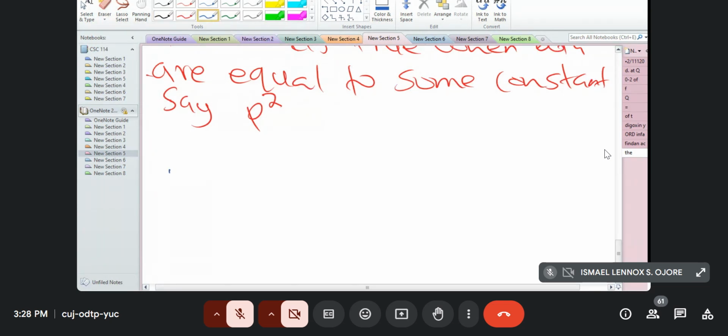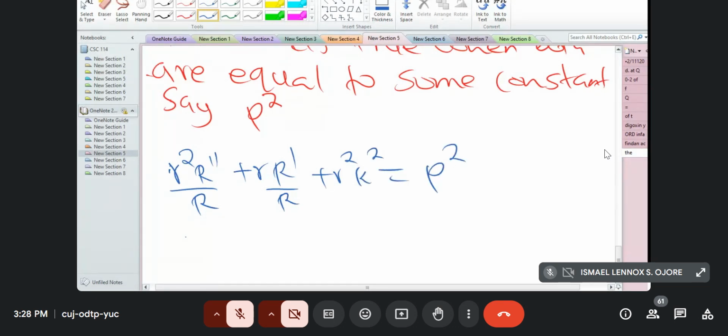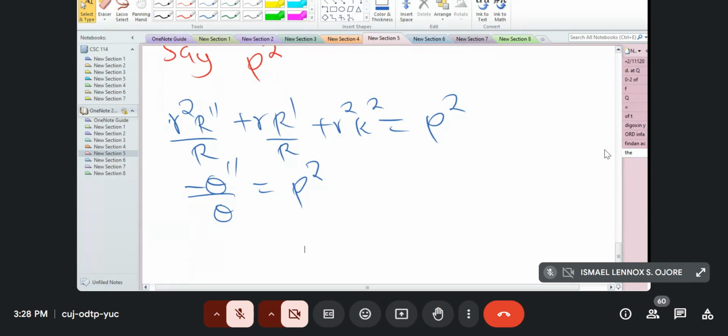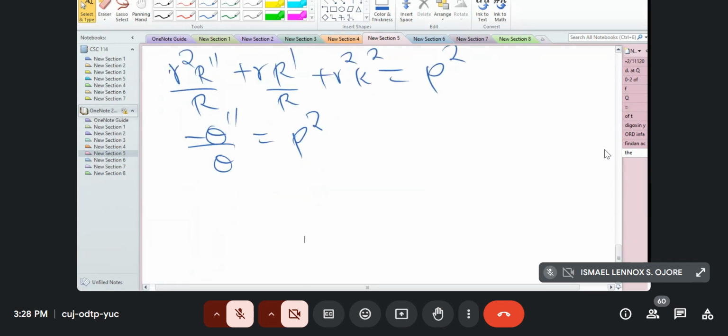The first equation is r squared, R double prime over R plus R prime over R plus r squared k squared equals the constant p squared. The second equation is minus theta double prime over theta equals p squared. So let's start by solving equation 2. For this case, we have two equations. Let's start by solving the second one. It's pretty straightforward.